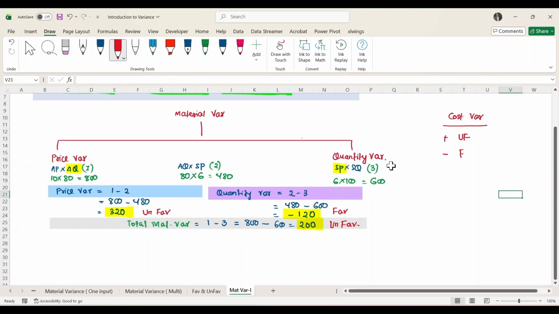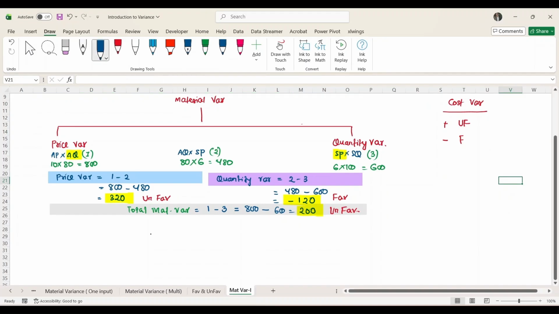And we can also do a cross check here. This 2, if we add 320 minus 120, this has to become 200, which is again all right.